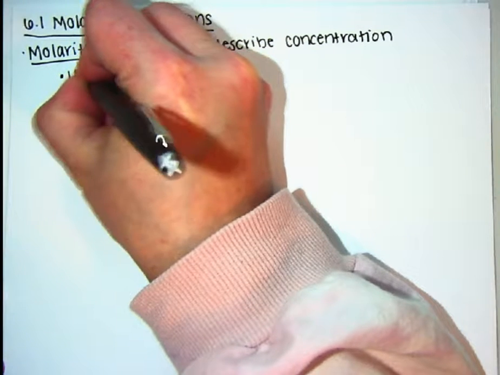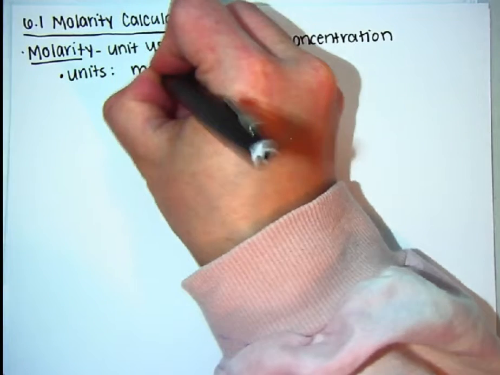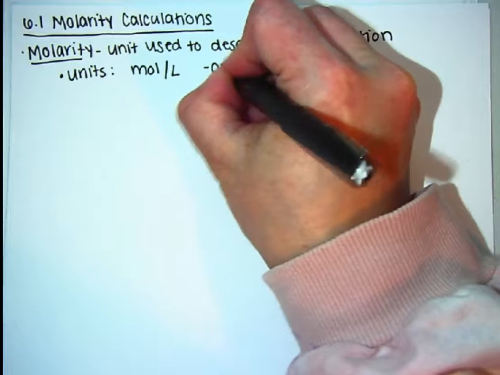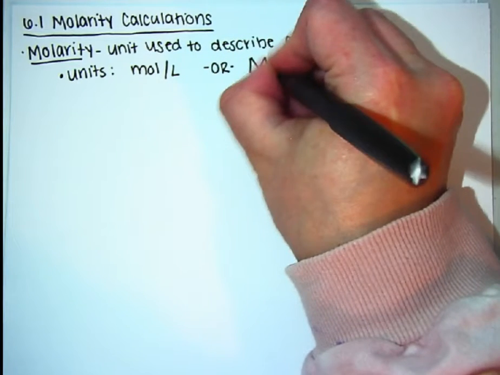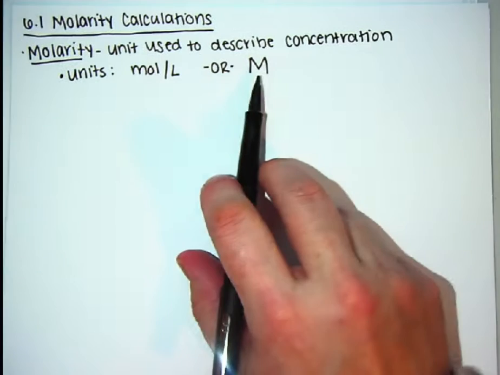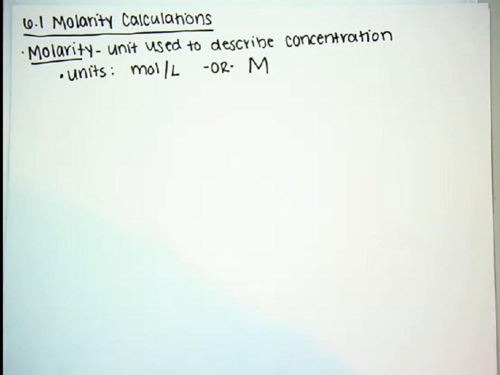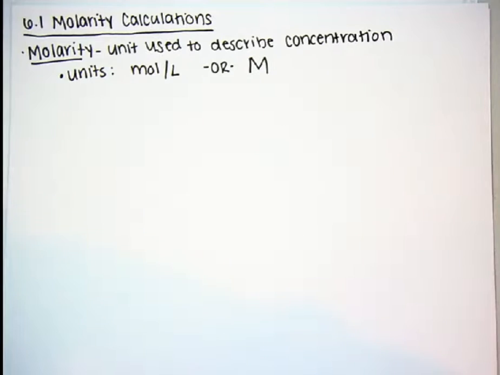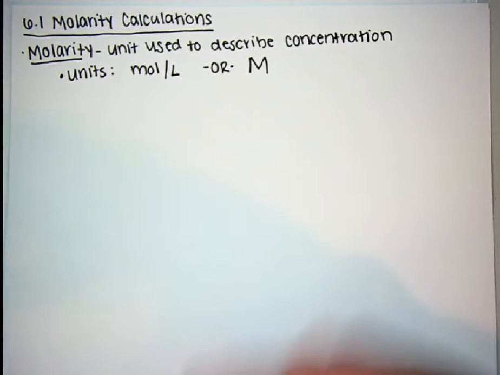The units, you can either express molarity in moles per liter, or we would just write a capital M, and the way this would read is molar. So if I have a 1.0 M solution, it would read 1.0 molar solution.